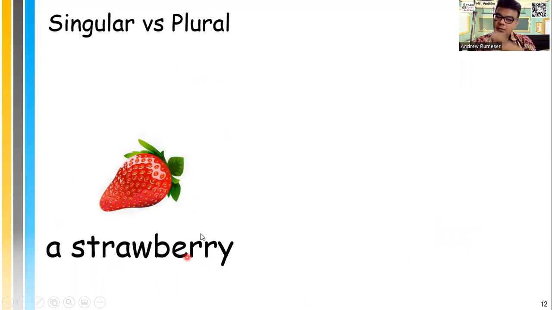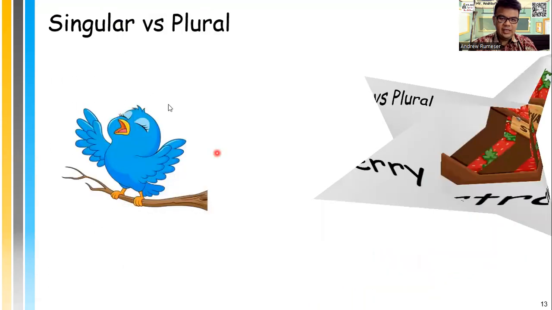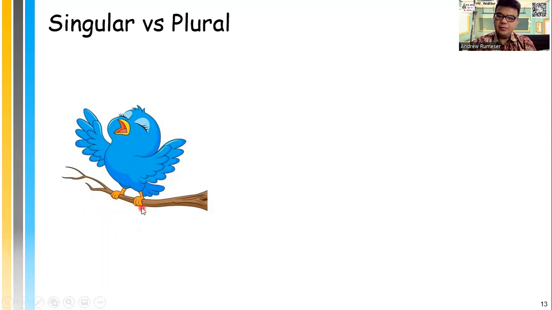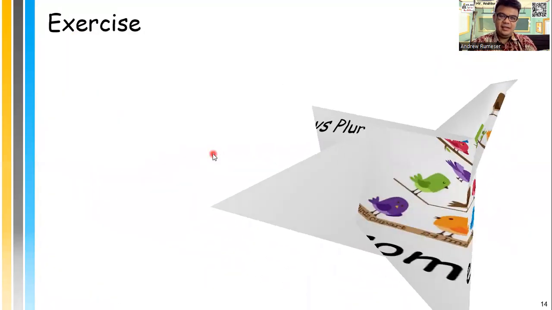So if there's only one thing, we say a strawberry. But if there's more than one, we say some strawberries, right? With S. If there's only one bird, what do we say? A bird. If there are more than one birds, we say some birds with S. That's right. All right, let's do an exercise.